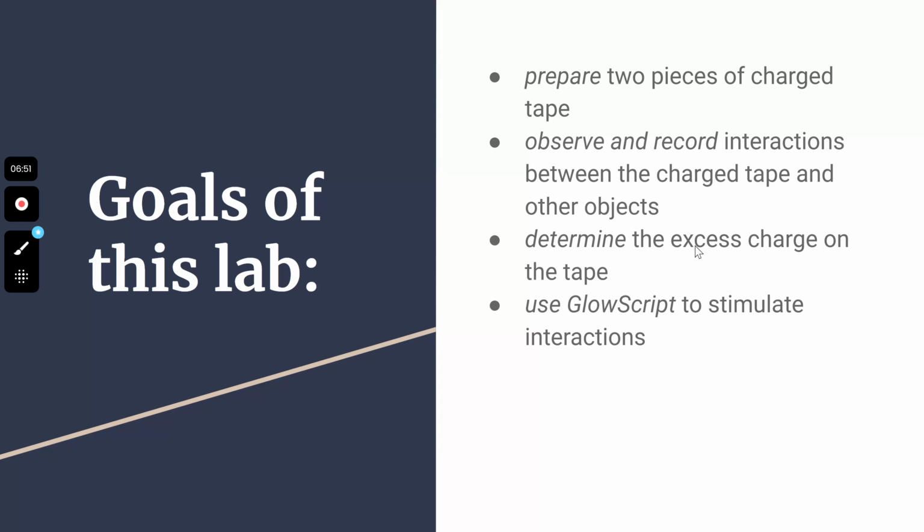So, the goals of this lab. We're going to prepare two pieces of charge tape. We're then going to observe and record interactions between the charge tape and another piece of charge tape, as well as other objects. We're then going to determine the excess charge on the tape, and we're also going to use GlowScript to basically use the code we did in Lab 0 to then calculate some of our results.